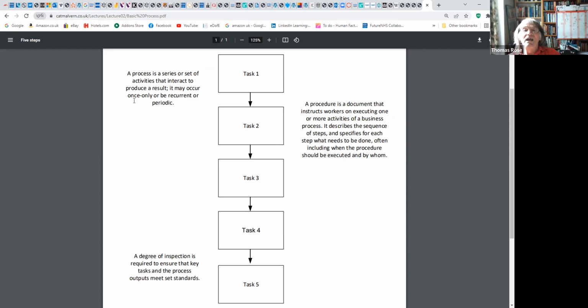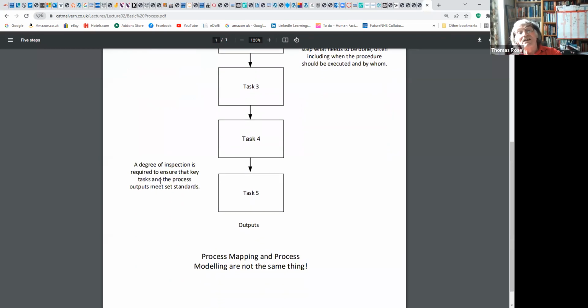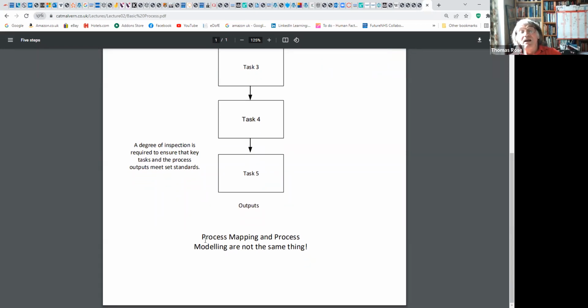And I've said here, a process is a series of activities that interact to produce a result. So each of these tasks has a result that's passed on to the next task. And a procedure is documentation that instructs workers on expediting one of those tasks. I've also said that there's a degree of inspection required at each of these handover points and at the output. And I've included what I've just said.